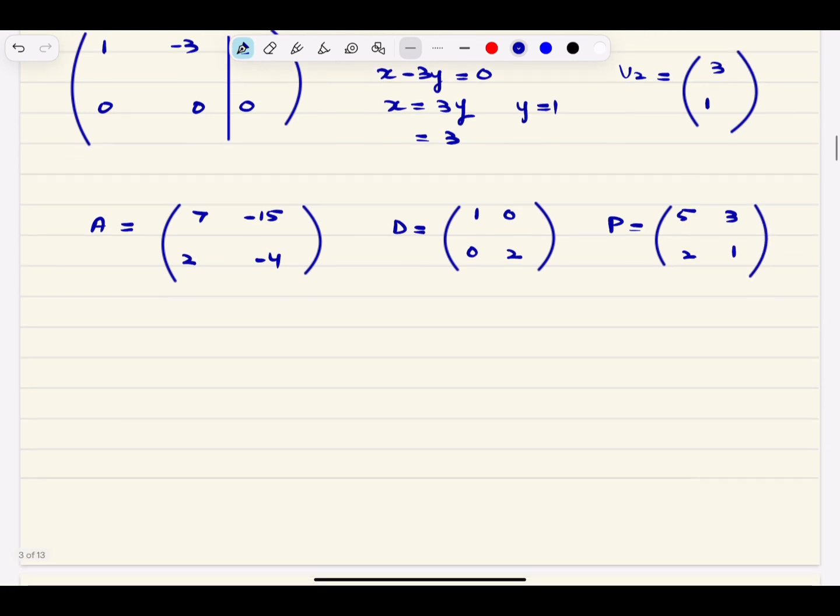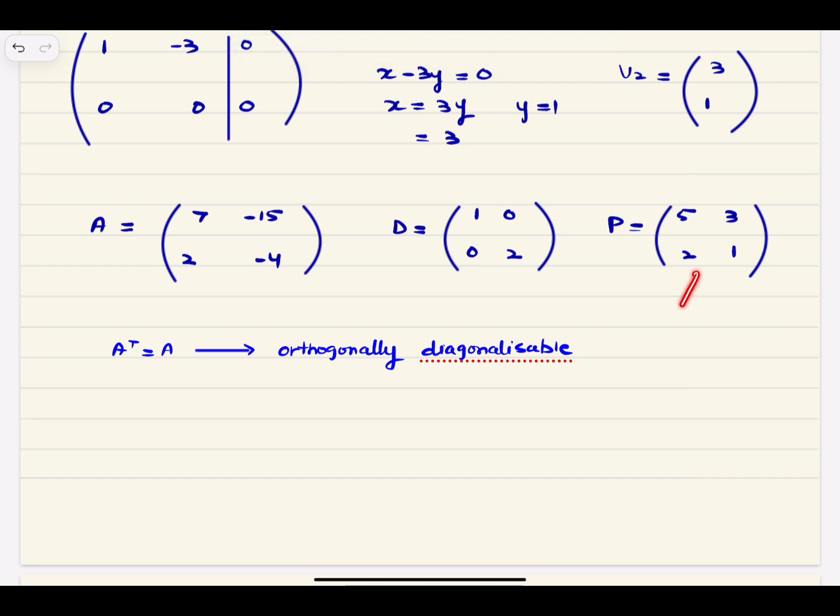There's also an interesting case when A transpose is equal to A, so we have a symmetric matrix. This is an interesting case where we say the matrix is orthogonally diagonalizable. We'll study this in lectures on linear algebra. So we end up with linearly independent vectors in the P matrix. But for now, I don't think we need to know that.